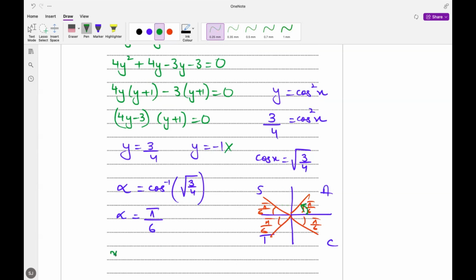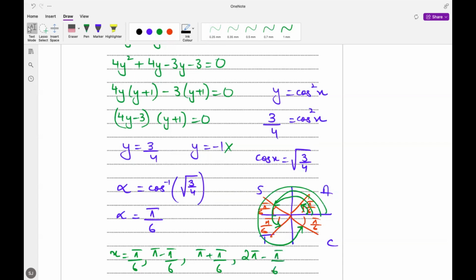So the first value of x will be equal to pi upon 6. The second value will be pi minus, so this is the line of 180. So this will become pi minus pi upon 6. The third value will be pi plus pi upon 6. And the last value will be from here till here, which is 2 pi, which is 360, minus pi upon 6.